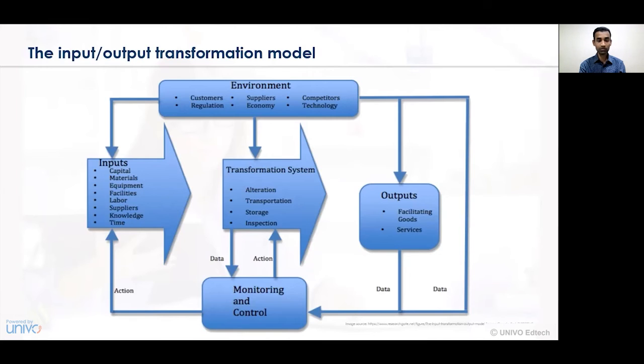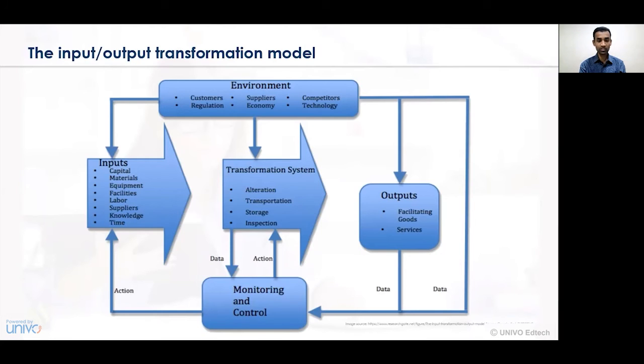Now let's look at the concept of the transformation system. The transformation system is laid on four foundational parameters: alteration, transportation, storage, and inspection. Alteration is a concern wherein a manager has to take a decision about which product is to be altered according to the need and requirement of raw material. If there is a certain change or need in the requirement of a raw material, then which amount is to be replaced or altered in its position.